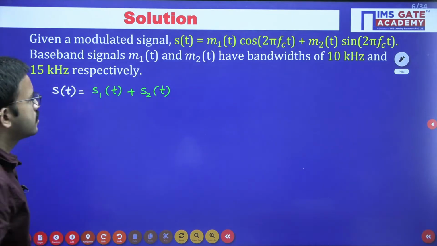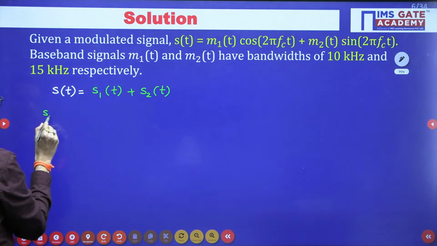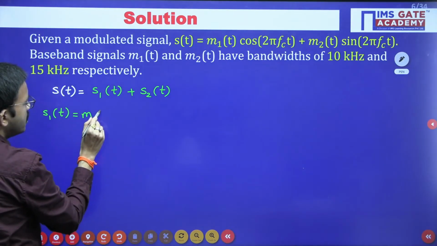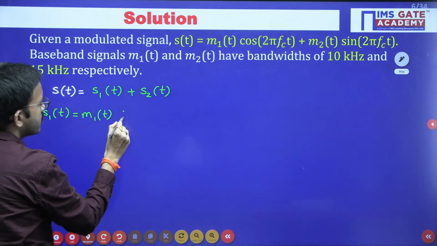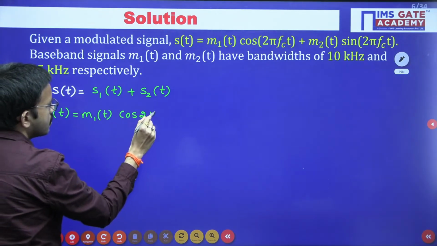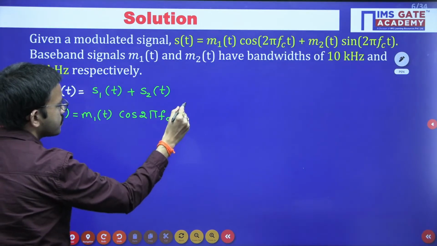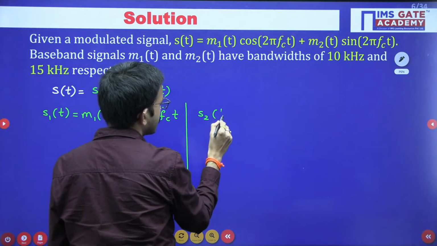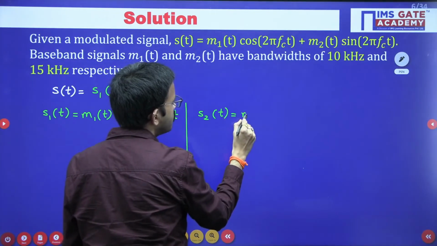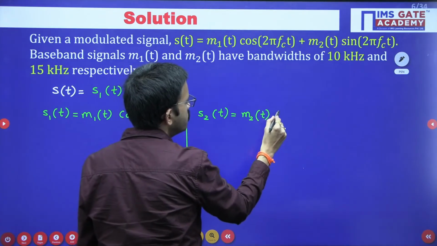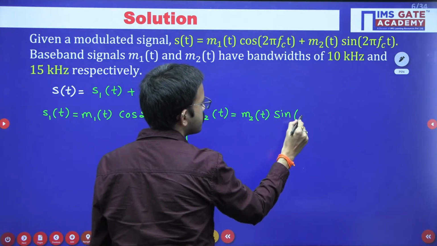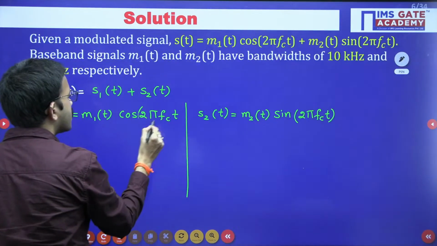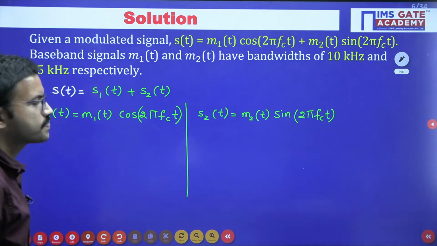Regarding here, S1 of t is nothing but the first term, that is m1 of t into cos 2 pi f ct. Similarly, the second term, that is S2 of t, is nothing but m2 of t into sin 2 pi f ct. Cos 2 pi f ct, there sin 2 pi f ct. Okay, right.